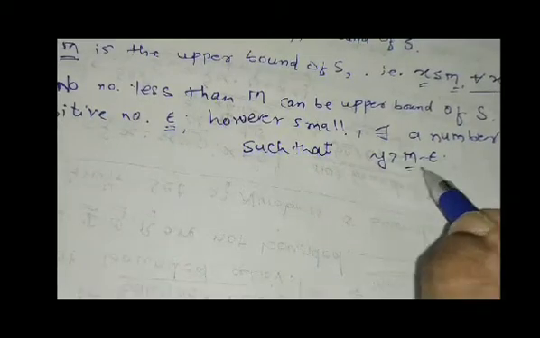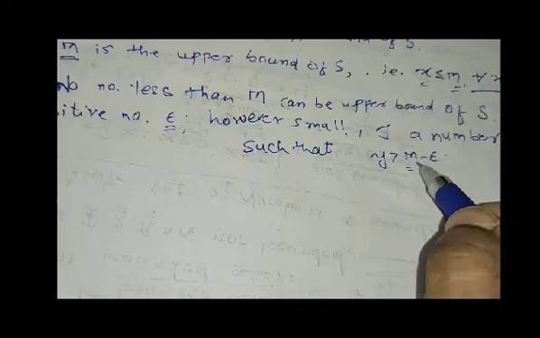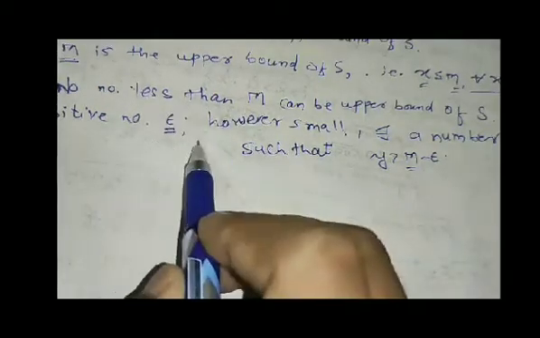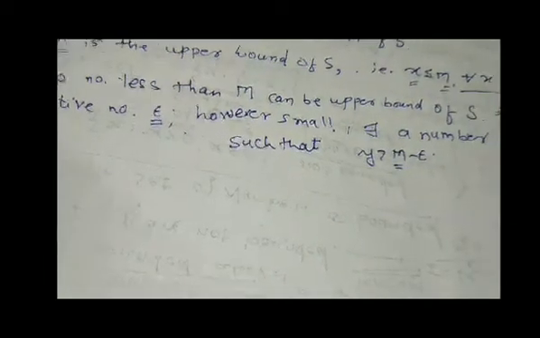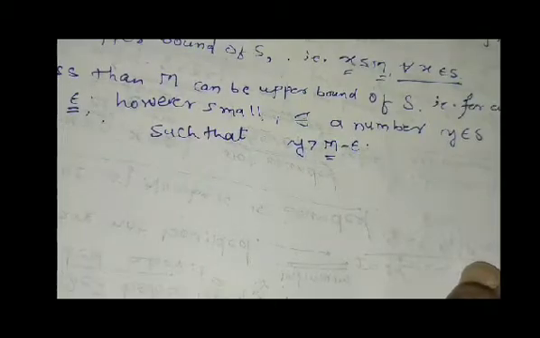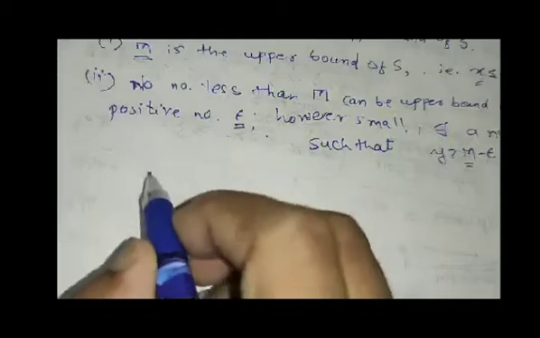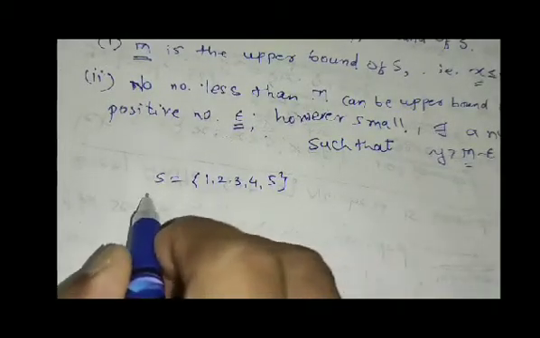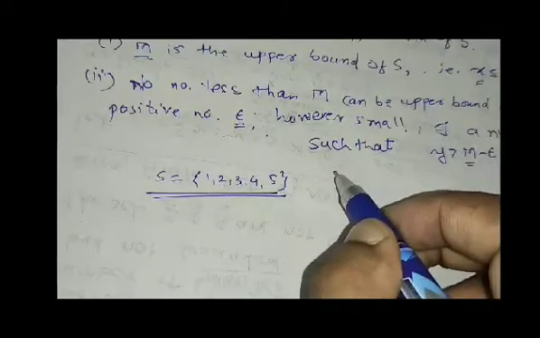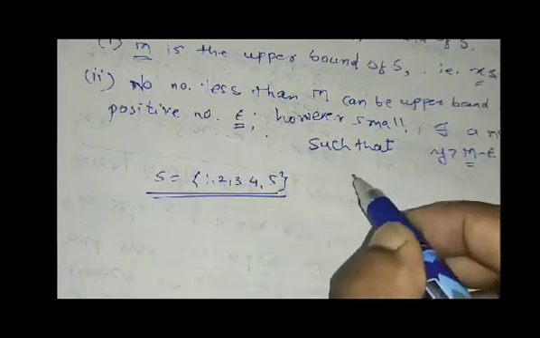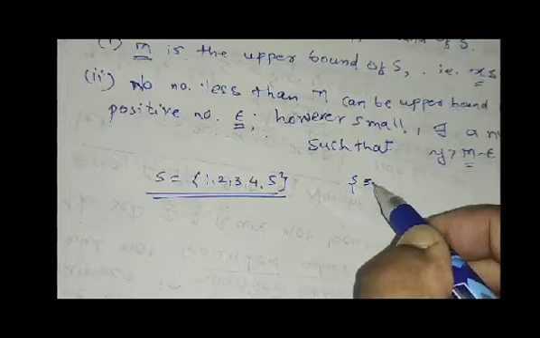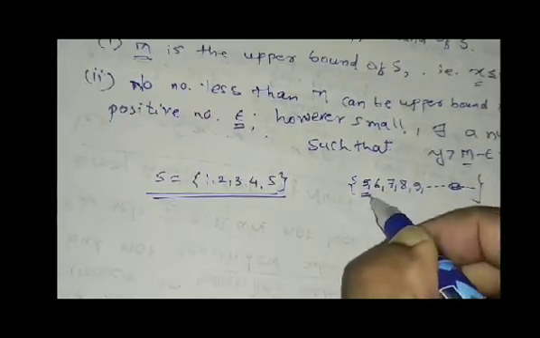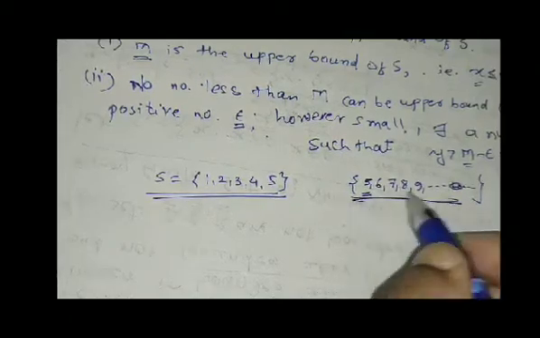So if M is the supremum, then M is the upper bound of S, and for any positive number epsilon, however small, there exists a number y belonging to S such that y is greater than M minus epsilon. We have already discussed this set S. If we make the set of upper bounds of S, it is like this: 5, 6, 7, 8, 9 and so on. So this is the least upper bound.